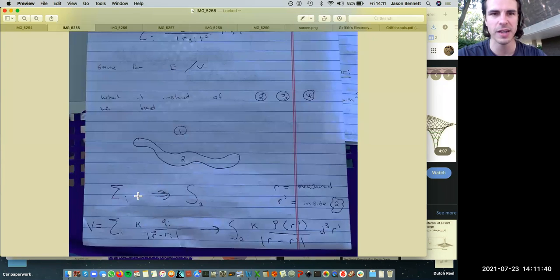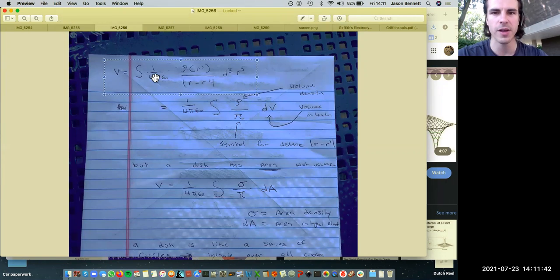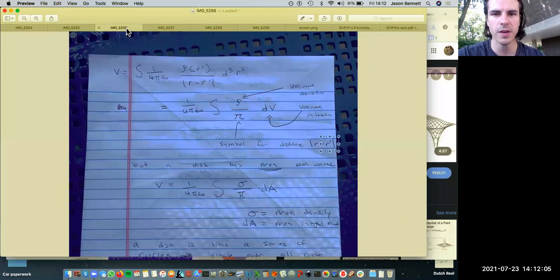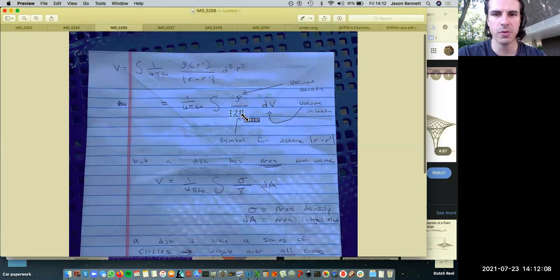It's the simpler thing. It's 1 over 4 pi epsilon. So let me just simplify this a little bit. This symbol right here, it's like a script R, is something that's used often for this thing. It's the distance between where you're measuring and some point on the surface, like the R prime is inside our blob right here. And so this little symbol right here is just for distance. It's like an absolute value.